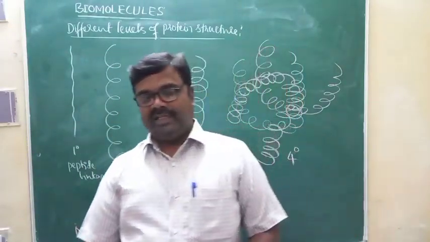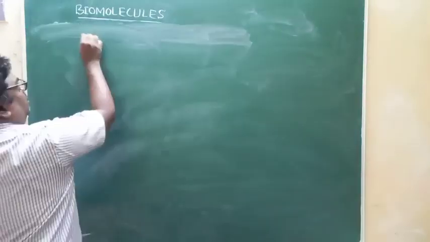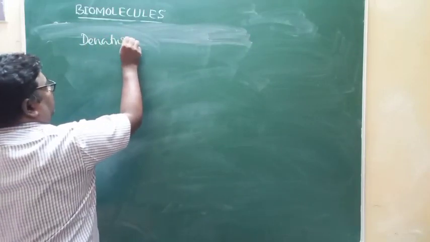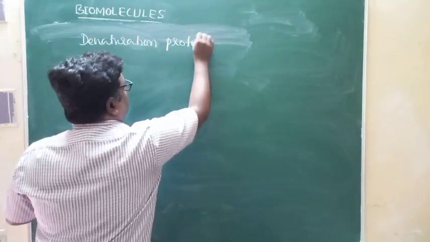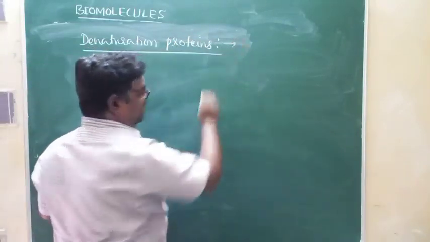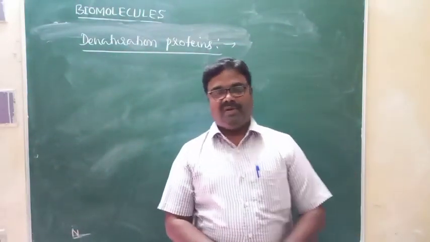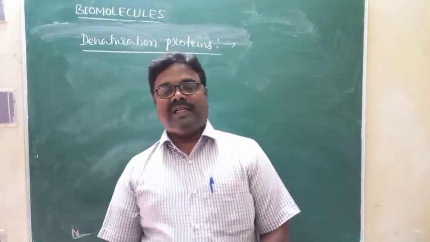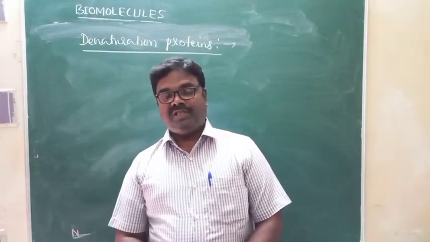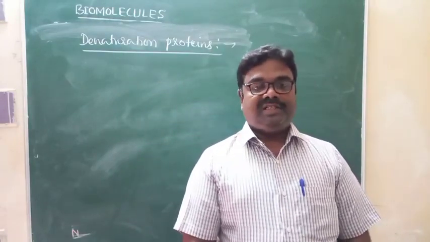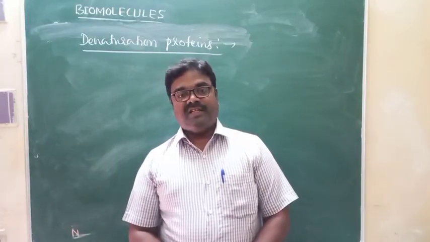It is what we call denaturation of proteins. You can expect this particular discussion in the examination. So what is denaturation of proteins? Give examples. Let us see that. Denaturation of proteins is a process in which protein loses its biological activity when it is subjected to change in temperature and change in pH value. And that process is called denaturation of proteins.